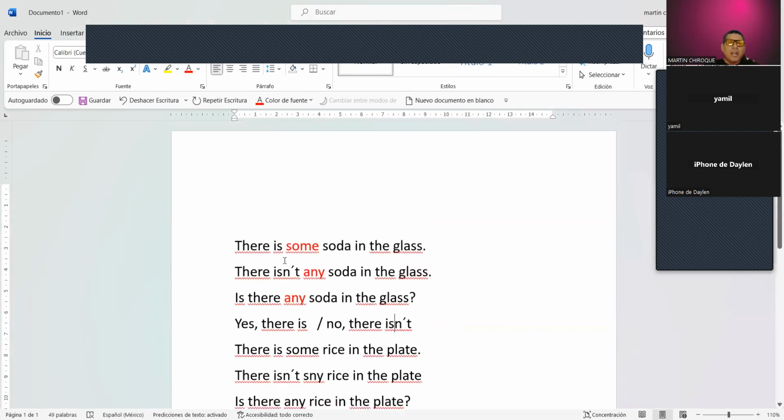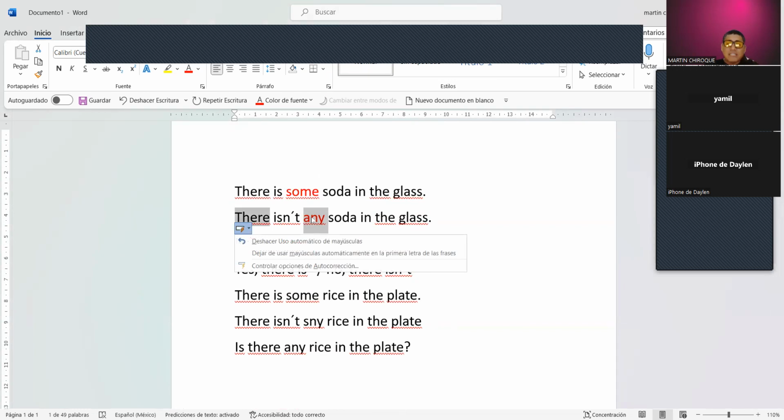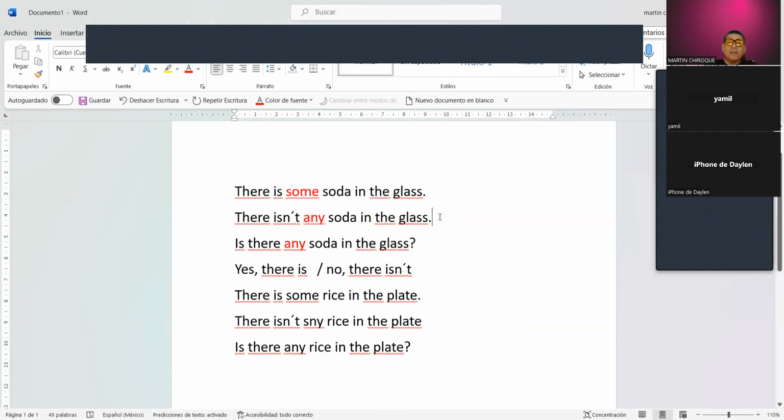Por favor, recuérdenlo. There is singular or an uncountable. En este caso es un uncountable, incontable, y los incontables van con some. Son cuando es en positive and uncountable. Any es cuando ¿qué? Cuando es negative and uncountable or countable en plural. Or countable en plural. ¿Cómo así, teacher?